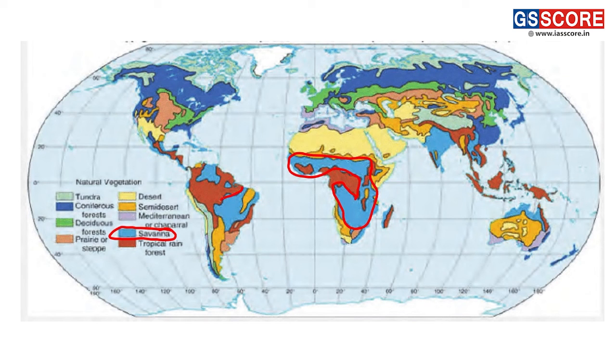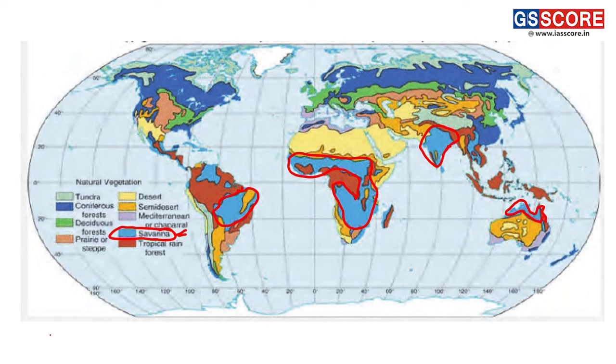It is very much present in the part of Western South America. It is also very much prevalent in the part of India. Okay, and they are present in some format in the part of Australia and other regions also. So here we are talking about the savanna grassland.